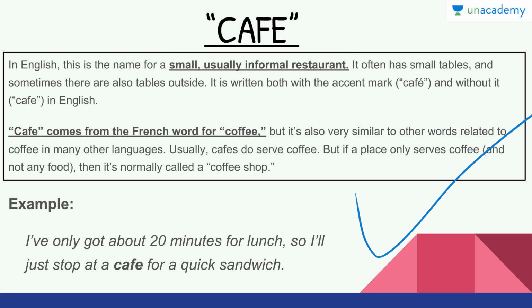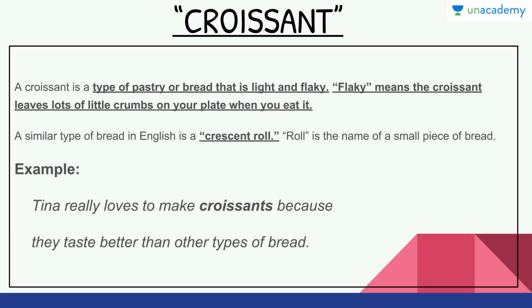Okay, the next word is croissant. Now, a croissant is a type of pastry or bread that is light and flaky. So it is a type of food, right? It is a type of dish. Now, flaky means the croissant leaves lots of little crumbs on your plate when you eat it, which is like, you can say patties, right? A similar type of bread in English is crescent roll. Roll is the name of a small piece of bread. So this is a type of pastry or bread that is light and flaky, right?